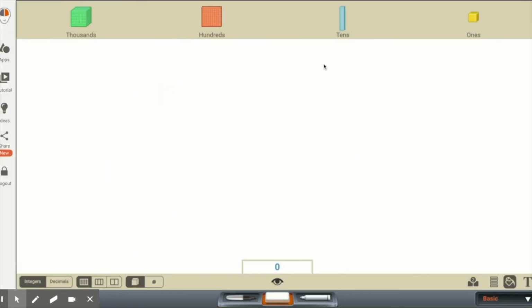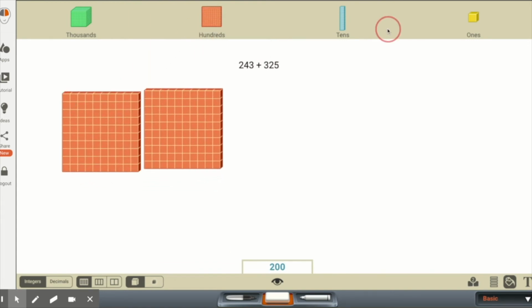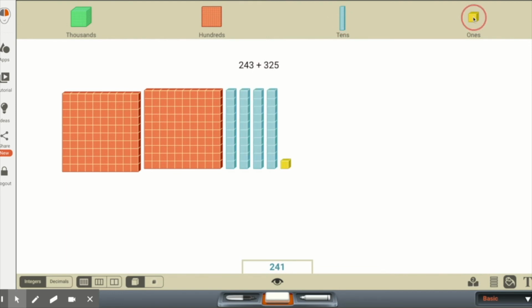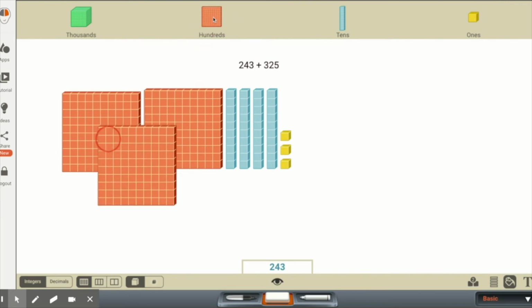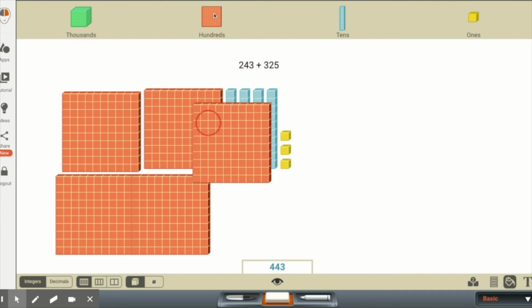We'll click on it. With the base 10 blocks, say students are adding a 3-digit number. Let's say the number is 243 plus 325. We can put that text right there, and we know that that is something they're adding. We literally can make 243, 1, 2, 3, 4, and then here, if we wanted to do 325 down here, we can move these down.